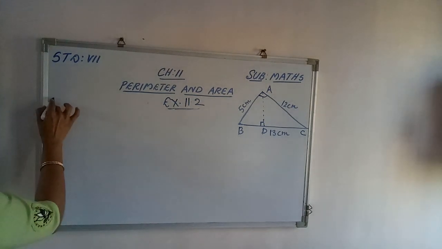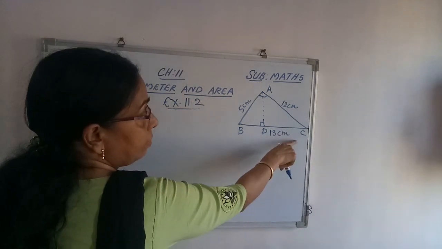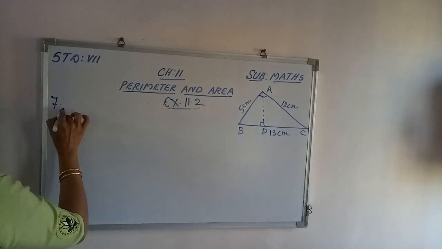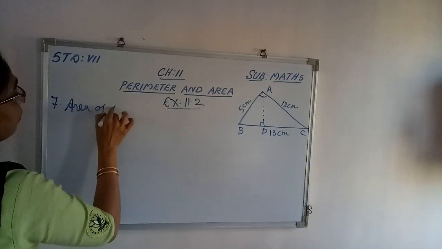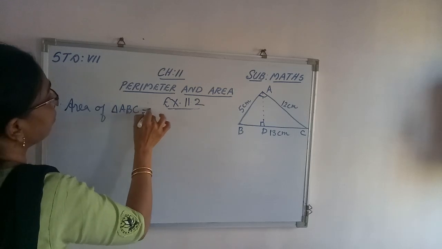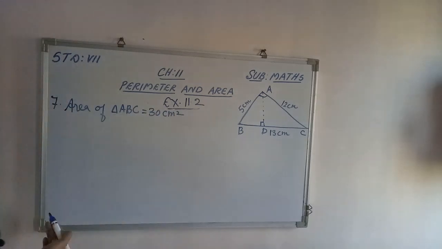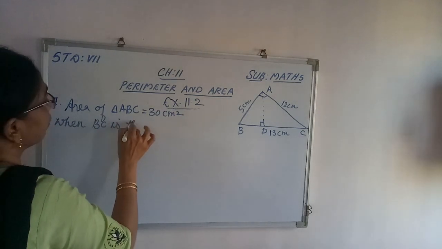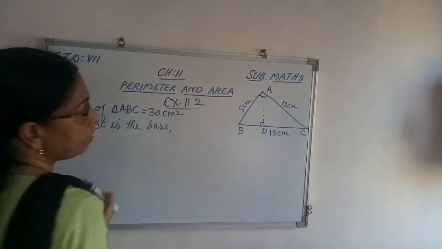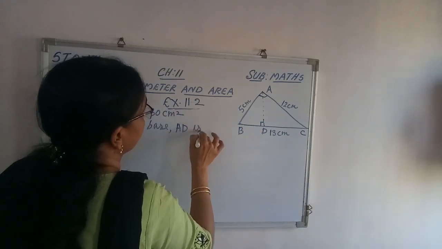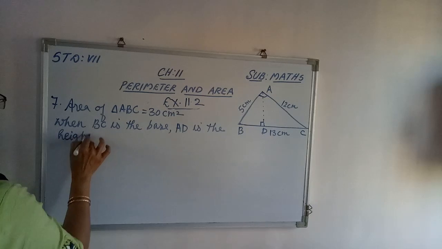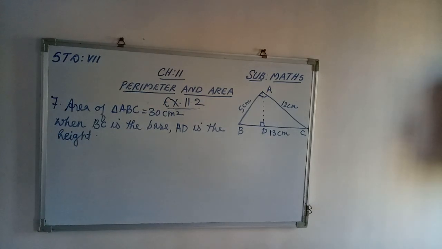And now listen. If BC is the base, AD will be the height, isn't it? What are you asked to find out next? AD we have to find out. So the area of triangle ABC we calculated as 30 centimeter square. And when BC is the base, AD is the height.